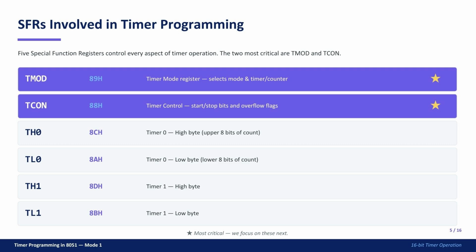TH0 and TL0 are the high and low bytes of timer 0, at addresses 8CH and 8AH. And TH1 and TL1 are the high and low bytes of timer 1. Out of these, the two most crucial ones you must understand thoroughly are TMOD and TCON. Let's focus on TMOD now.